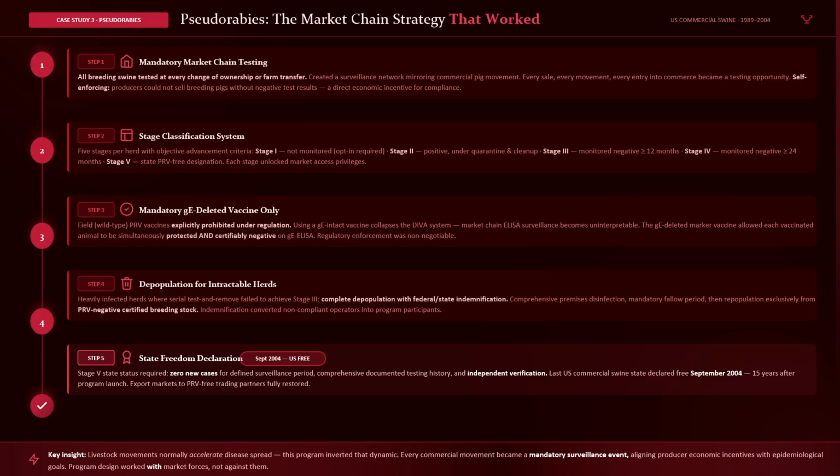The program used market chain testing at slaughter to detect gE positive animals in commercial swine, then tracing movement records backward to identify the infected herd of origin. It was a brilliantly designed surveillance system that worked at scale across the entire commercial swine industry. In 2004, the United States declared itself free of pseudorabies in commercial swine, a complete eradication from domestic pigs in 15 years. On schedule, a model program.